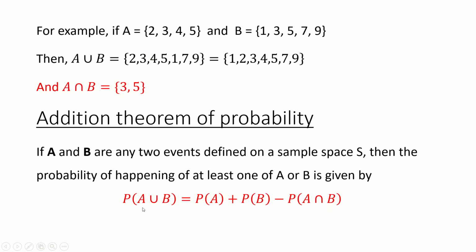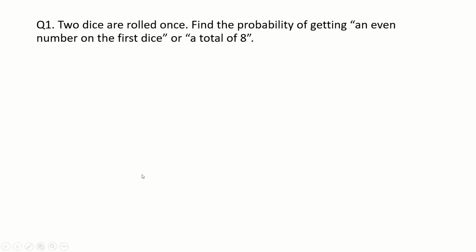Okay, and A union B means the event which I have explained earlier. Probability of A means the probability of event A, probability of B means the probability of event B, and probability of A intersection B means the probability of common elements of A and B. Got it? So let us see one example.